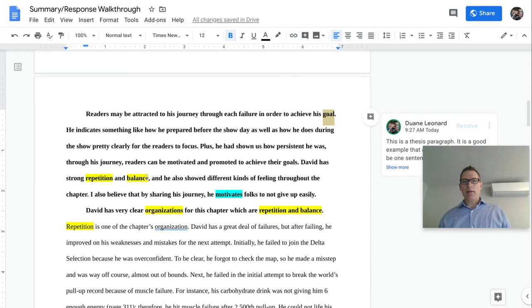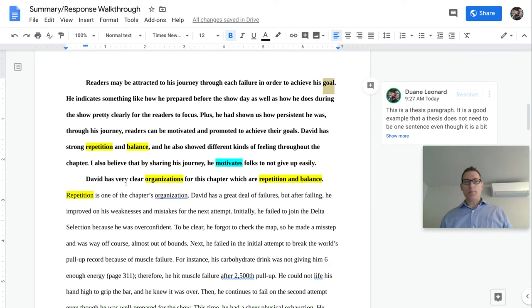But I've highlighted words in the thesis that the author will repeat in their topic sentences. So here there's 2 things that the author is going to repeat, and they miss 1. So the first thing is repetition and balance. So the first topic sentence, David has very clear organization. So we have the summary, and now we have a how. So an organization is how he writes the chapter. So David has very clear organization for this chapter, which are repetition and balance.